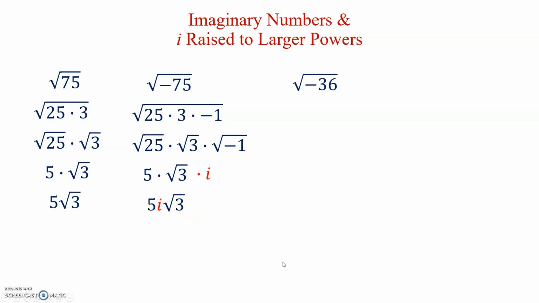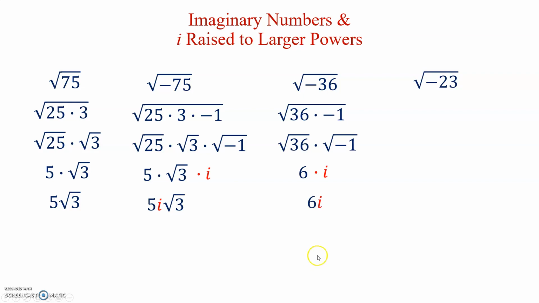So I continue. Square root of negative 36. Same scenario. Break it into two factors where one of them is a perfect square. Give each factor its own square root, its own radical, and then simplify. Square root of 36 is 6. And now the square root of negative 1 is our i. Simplifies to just 6i.